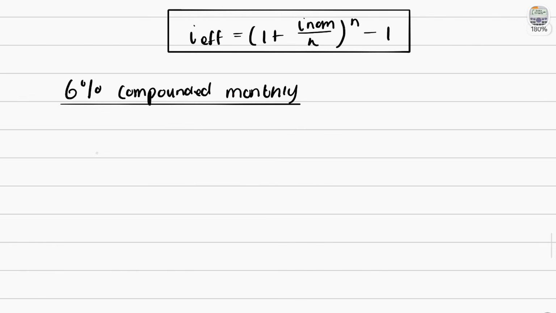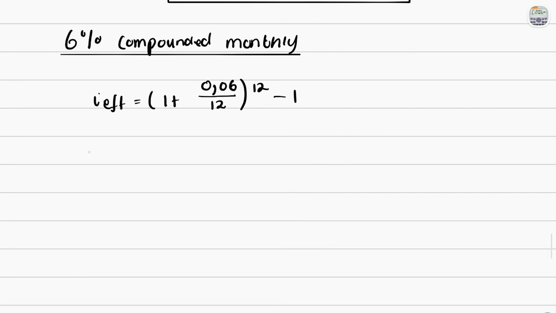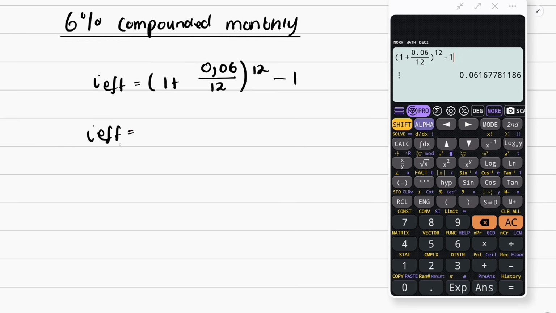Okay, so to get the effective interest rate here, we'll say 1 plus, and this is what we were quoted, 6% per annum compounded monthly. So 6% as a decimal is 0.06. And then it's compounded monthly, so we divide it by 12 so that it gains interest every month, and then raised to the power of 12, minus 1. And we can get that interest. Okay, so this is what we have.